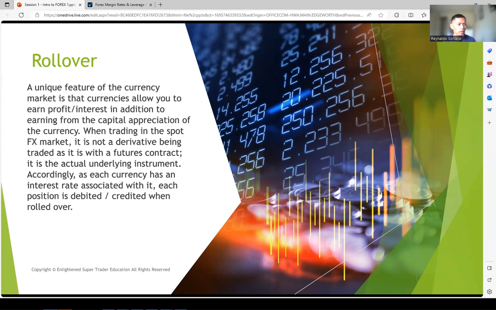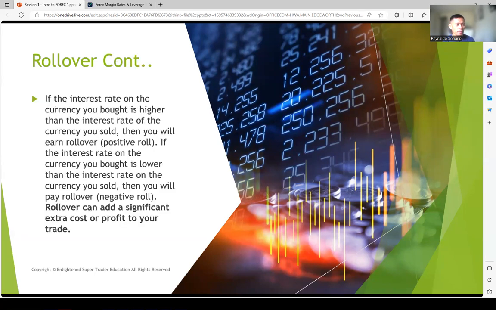When trading in the spot FX market, it is not a derivative being traded as it is with a futures contract. It is the actual underlying instrument. Accordingly, as each currency has an interest rate associated with it, each position is debited or credited when rolled over.